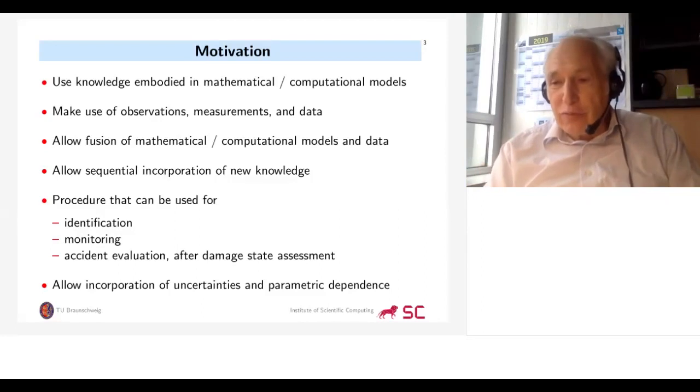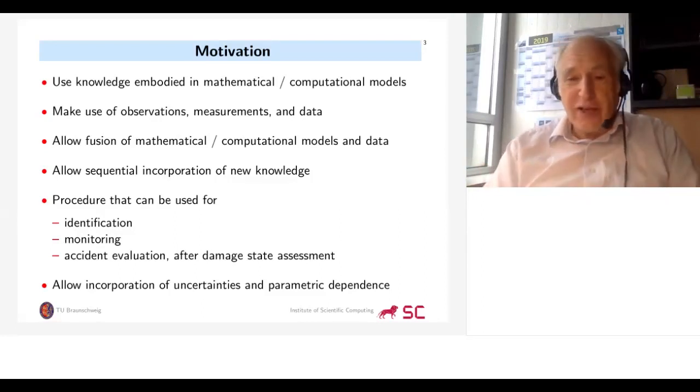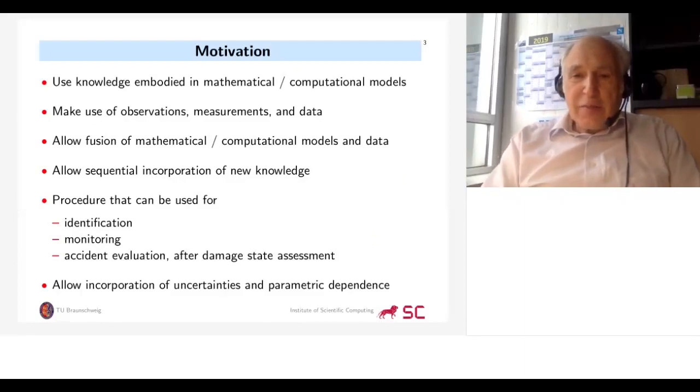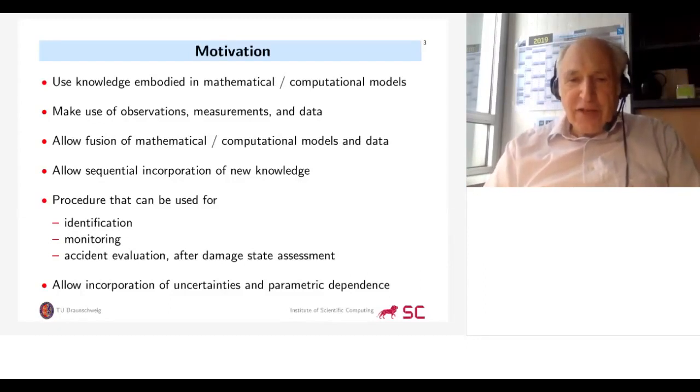So we have a good model about this part of reality which we want to have so we can make good predictions. And this is about then making use of observations or measurements of data, okay?